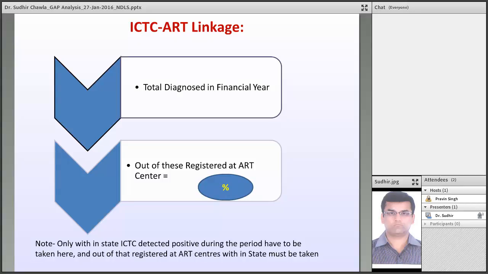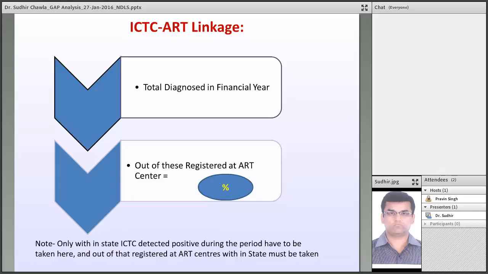When we are talking about ICTC ART gap analysis, first we have to understand the terms which are being used in this part. Like financial year: when we are talking about financial year, it means a year which starts from the 1st April to the 31st March. Say for example, if we are talking about 2014-15, then it will be 1st April 2014 to 31st March 2015.